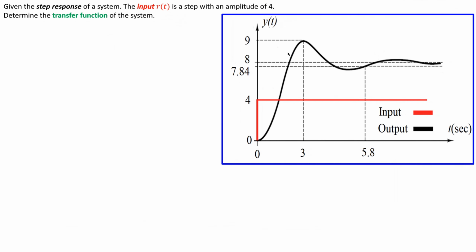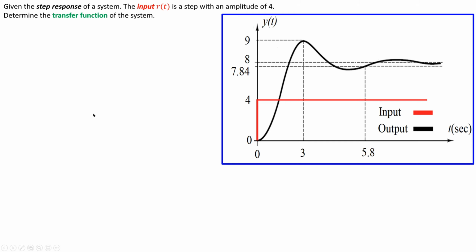So let's look at an example. What we have is the following. Given the step response of a system, this plot, and the input for that system R is a step with an amplitude of 4, which is shown here in red. The response is given in black, which is the output. I want to use this plot, the given information, to determine the transfer function of this system.